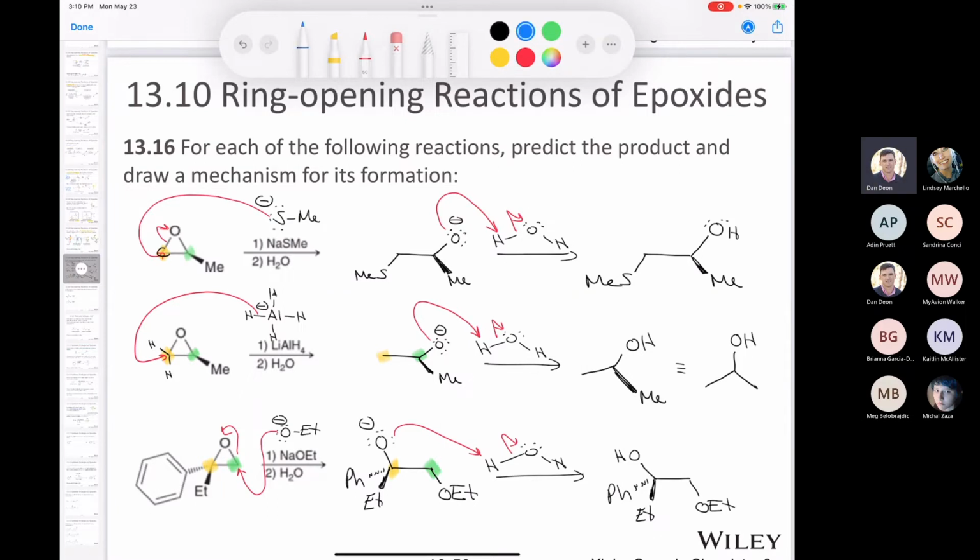Strong nucleophiles, which is something we learned way back in chapter 7, do not require acid. No need if you have a strong nucleophile. It's just going to do its thing.